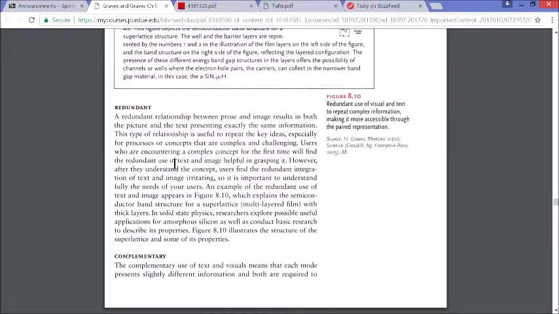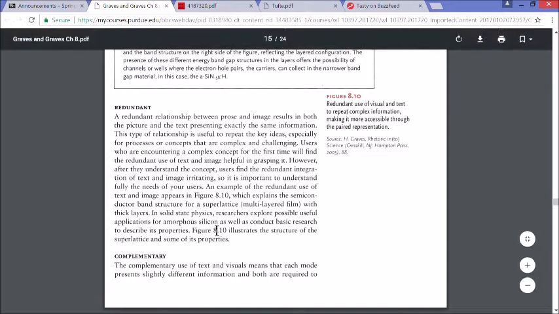Complementary visuals are when text and visuals each provide slightly different information and both are required to ensure full understanding. The two modes together communicate the complete idea better than either one would alone.